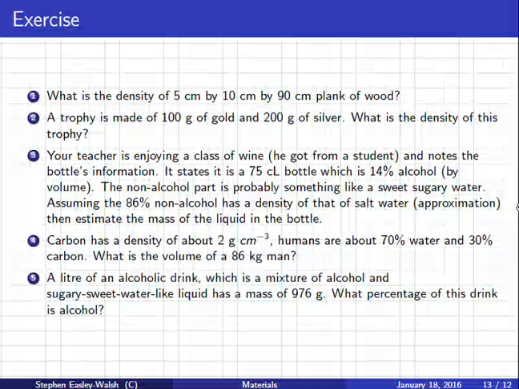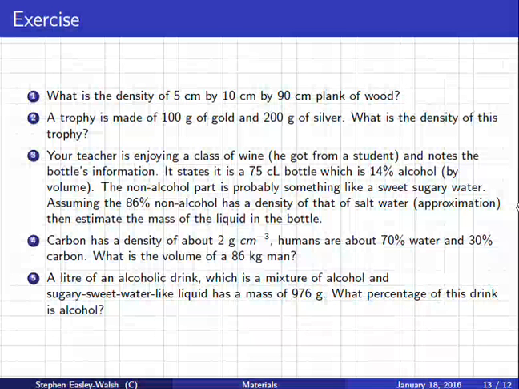0.001 plus 0.001. So that is 0.002 meters cubed is the total volume. So the last part here is what is the density of this new water drink, I suppose.